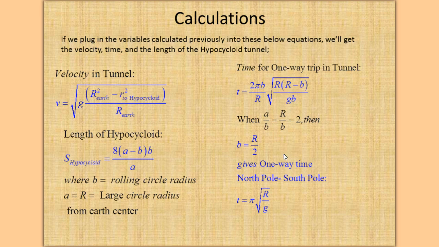Here's a special feature about this time for the hypocycloid. When b is equal to r divided by 2, if you plug b equals r divided by 2 into the equation, that gives the one-way time, North Pole to South Pole, is equal to pi times the square root of r divided by g. That's from the top to the bottom. If you multiply that by 2 to return to the top, it gives the period, 2 pi times the square root of r divided by g.